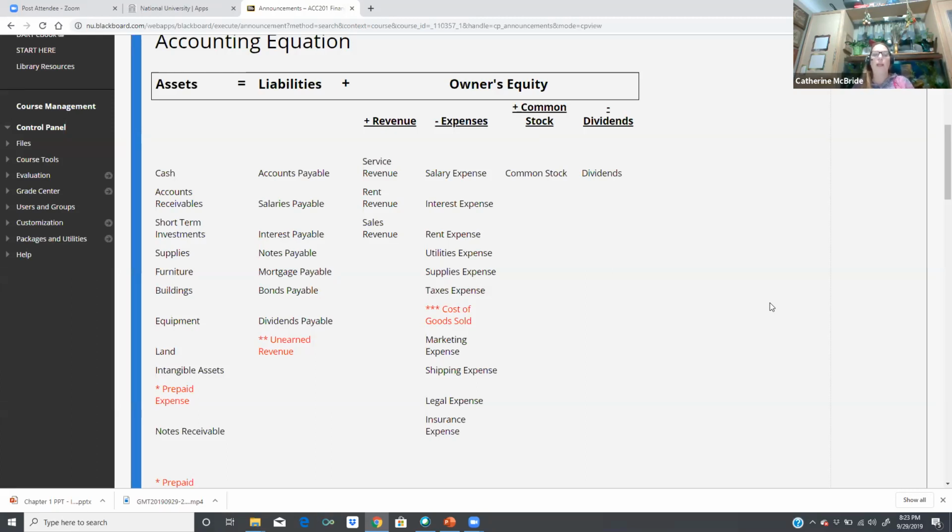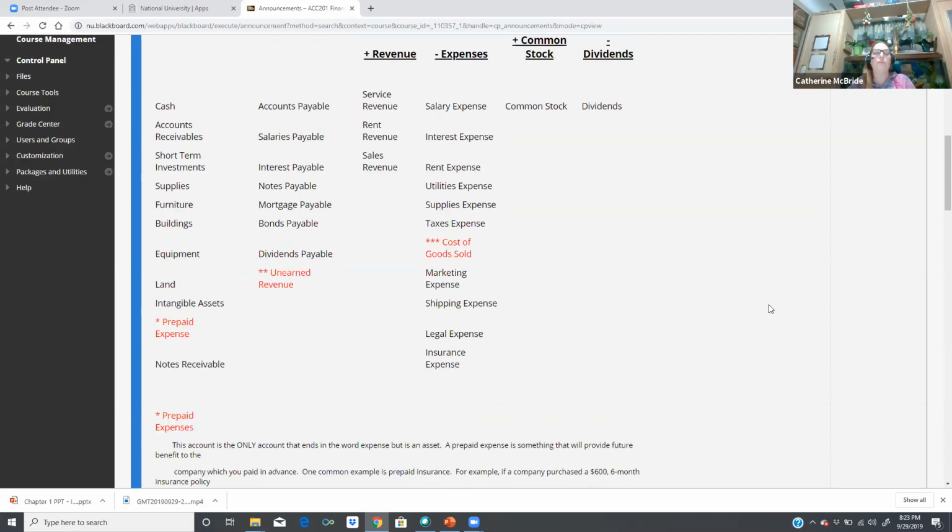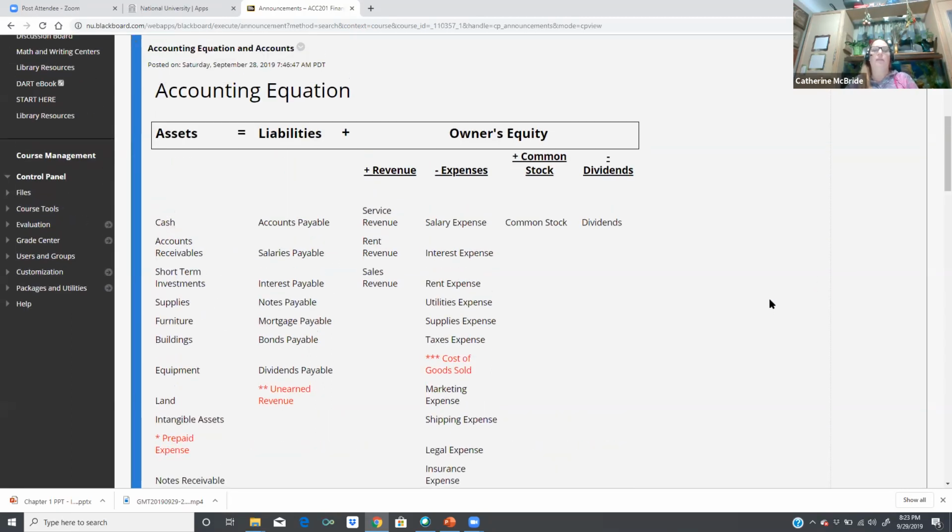Now, I want to point out a couple of strange ones. Under assets, if you see prepaid expenses, and I do describe it down here, prepaid expenses, that is the only account that has the word expense that is not an expense.